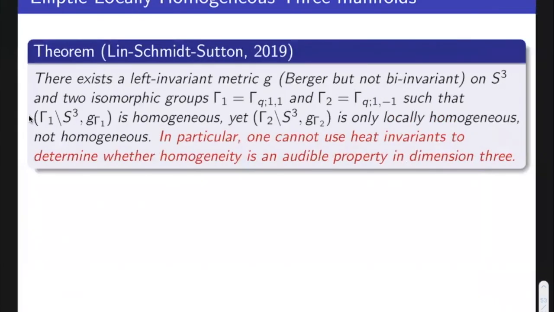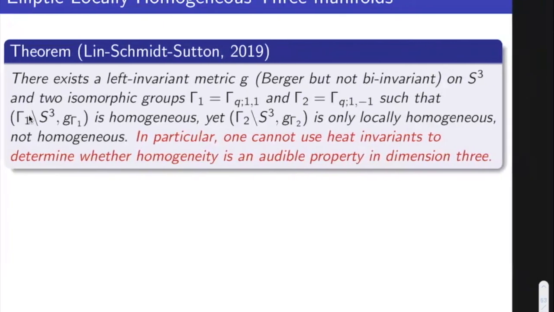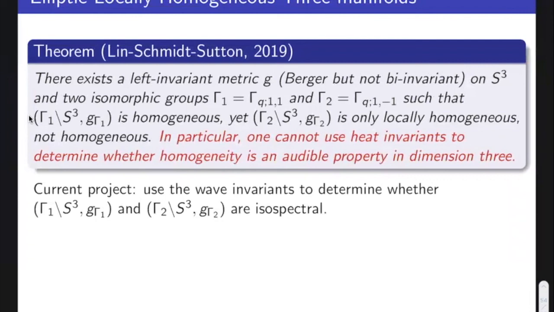Okay, so I'd like to repeat this example again and remind you that because we have this example where one of the spaces is homogeneous and the other is only a locally homogeneous space, we see that we cannot use the heat invariants to determine whether homogeneity is an audible property in dimension 3. Because they have the same heat invariants. So our current project is to use wave invariants to determine whether these two spaces are isospectral.